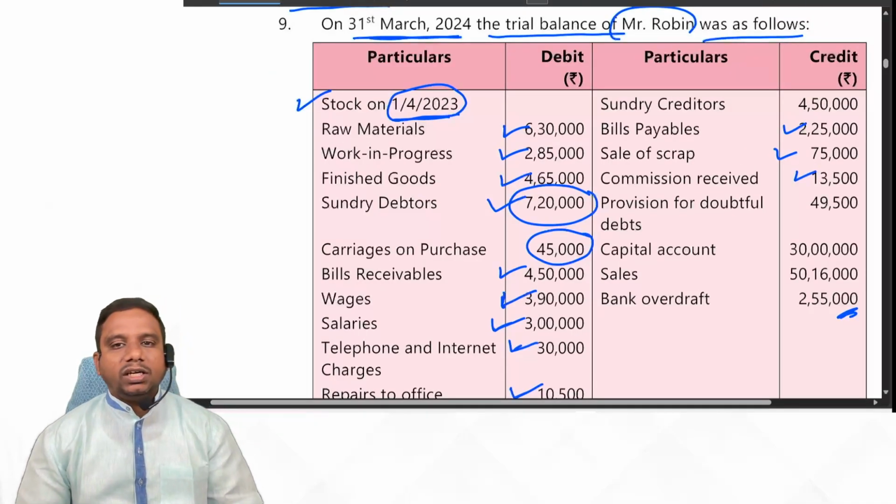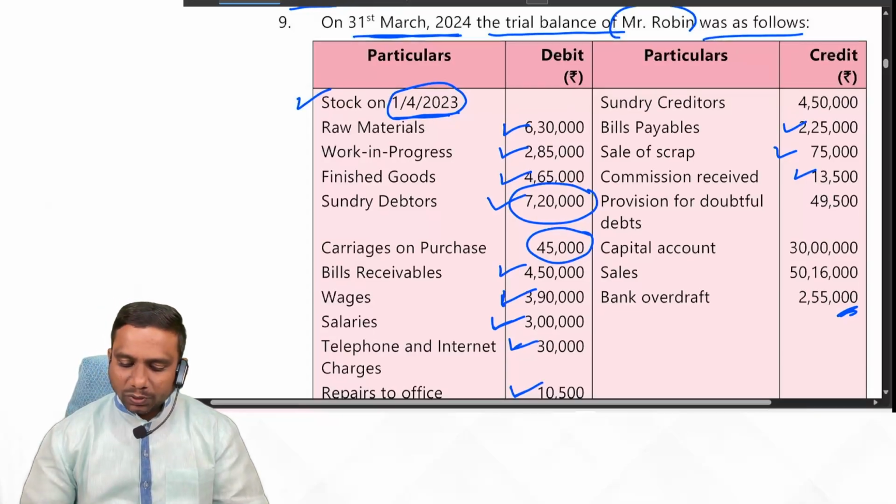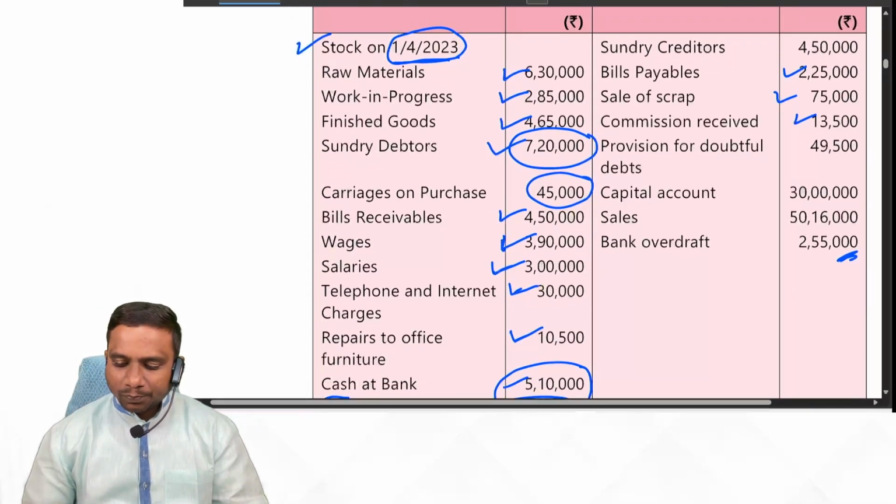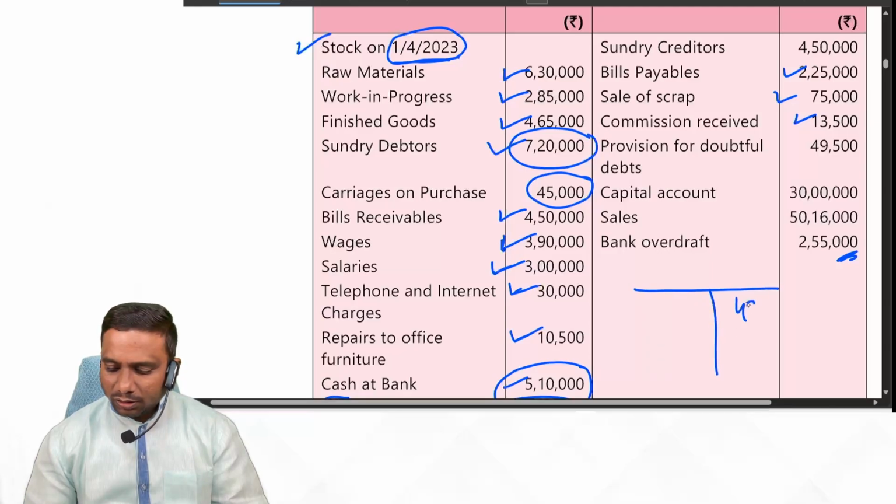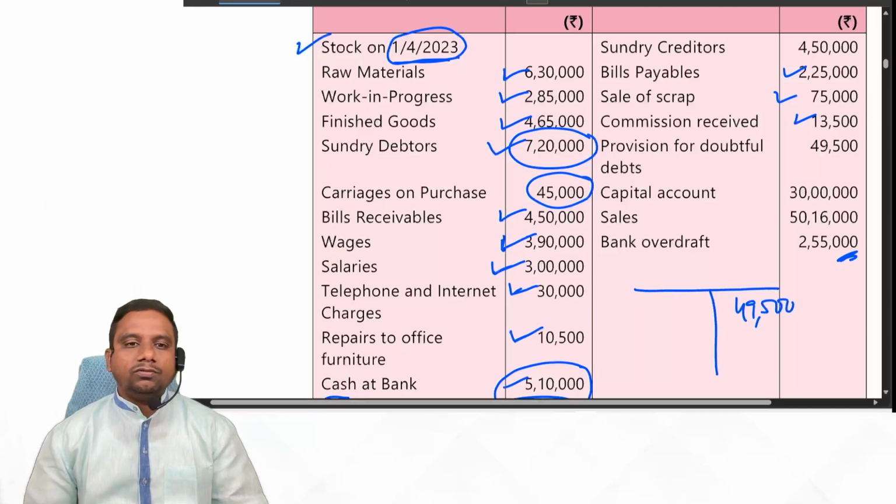Commission received. It's a P&L account item, so you can see it on the credit side of the P&L account. Next, provision for doubtful debts. Look, students, already how much provision do we have? 49,500 provision we have.